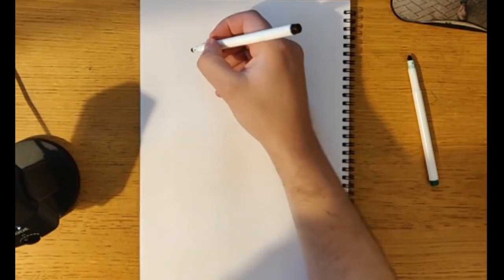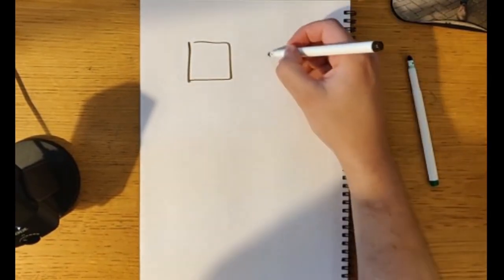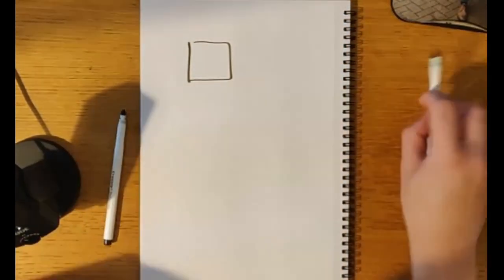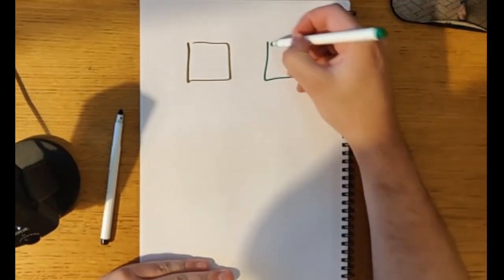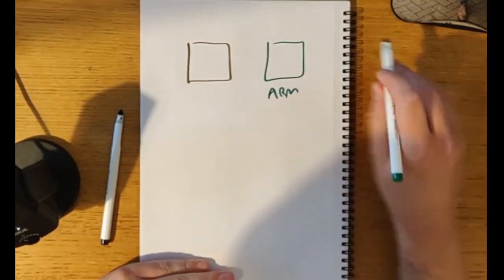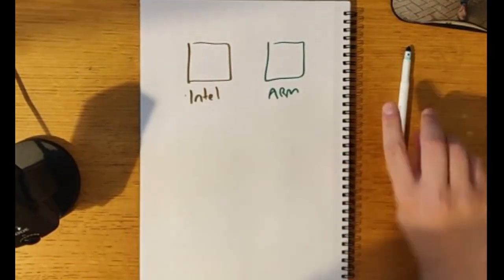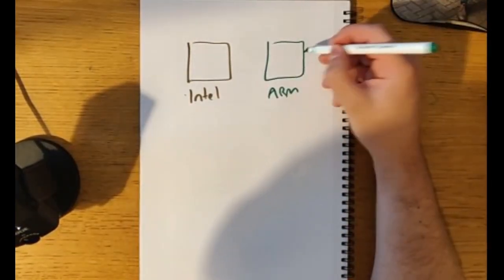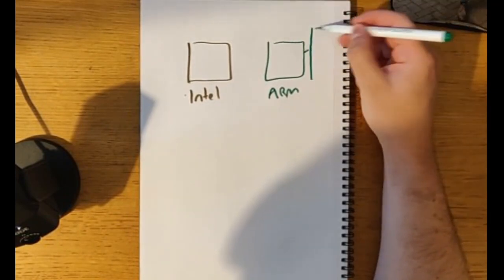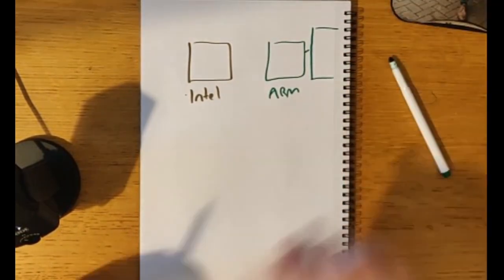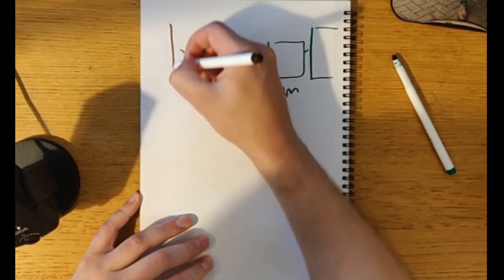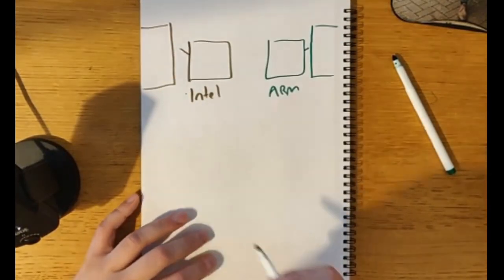And the way we program these things, if I draw an Intel processor on the left, I'm doing green, and an ARM processor on the right, and Intel, is they have a set of, I guess, codes, you could call them, that represent meaning. It was a really good question.